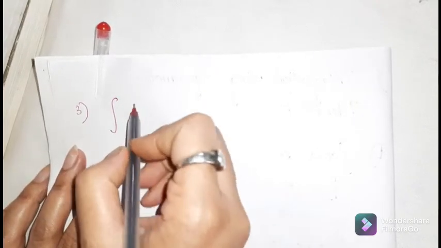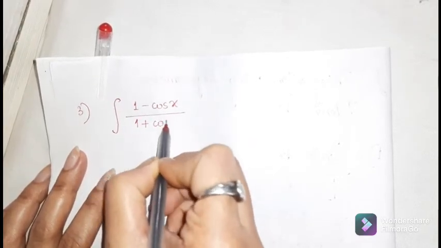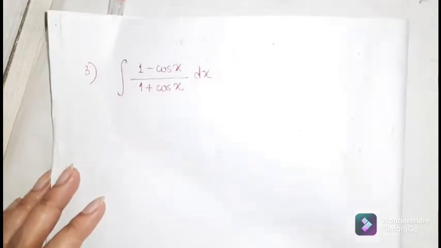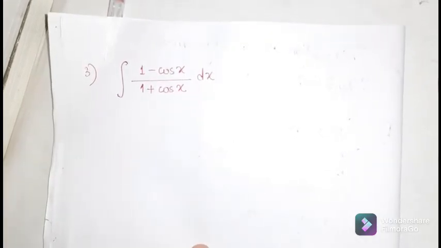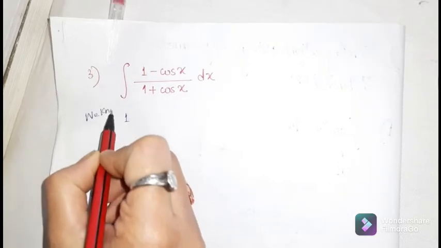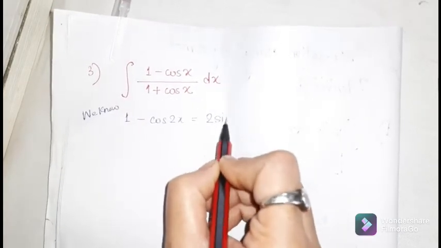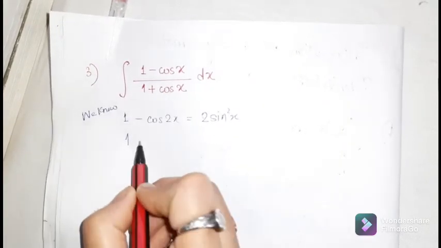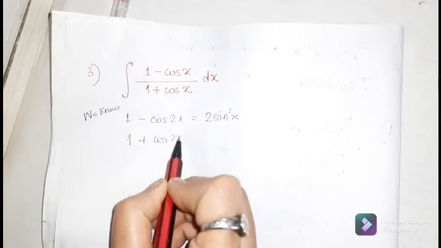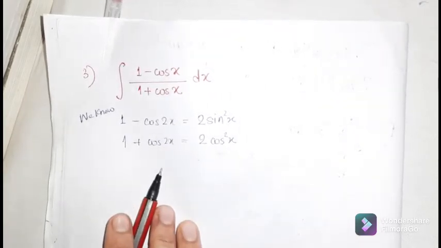Now let's take another question: integration of 1 minus cos x by 1 plus cos x dx. We have the formulas for 1 minus cos theta and 1 plus cos theta. We know 1 minus cos 2x equals 2 sine square x, and 1 plus cos 2x equals 2 cos square x. These are the half angle formulas.